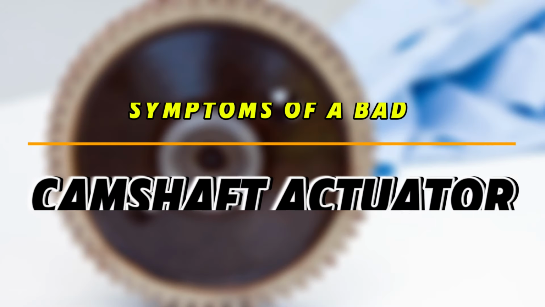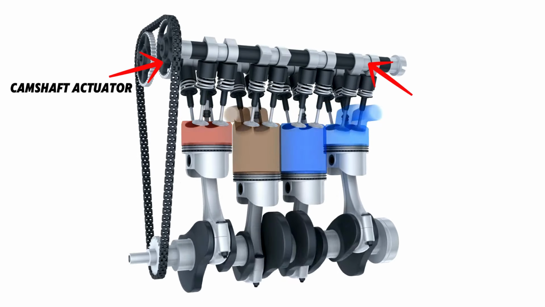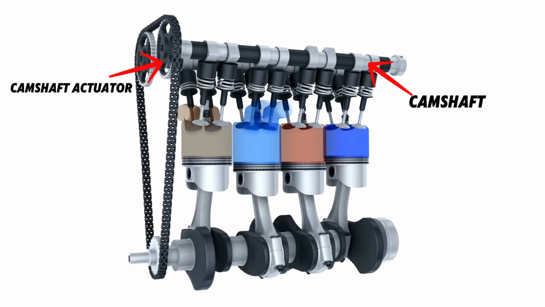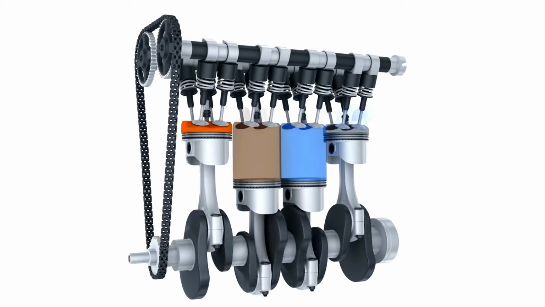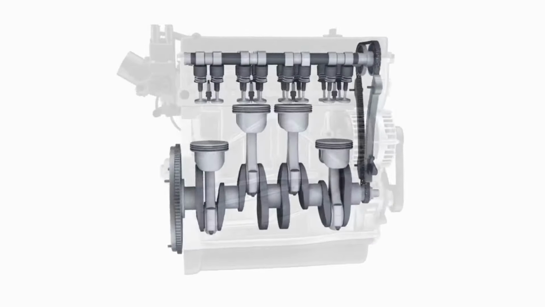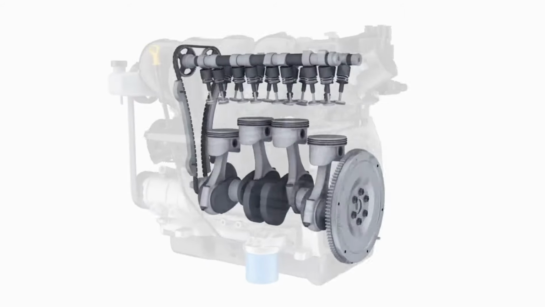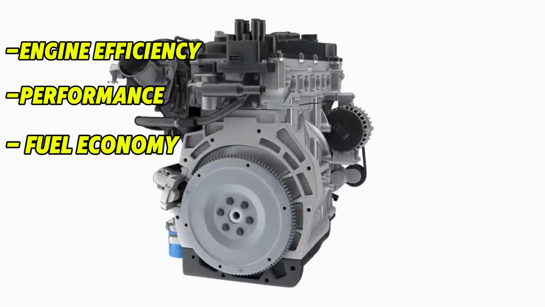Today we're talking about symptoms of a bad camshaft actuator. The purpose of a camshaft actuator is to adjust the timing of the camshaft by advancing or retarding its position. This directly affects the opening and closing of the intake or exhaust valves, depending on the engine design. By optimizing camshaft timing, the actuator improves engine efficiency, performance, and fuel economy.